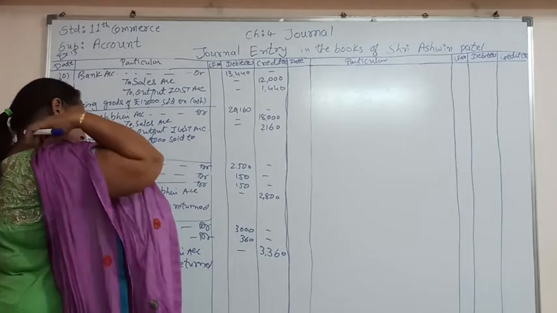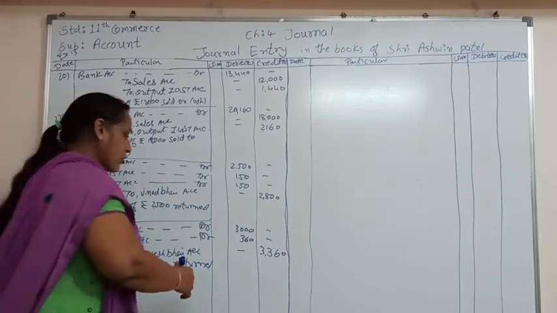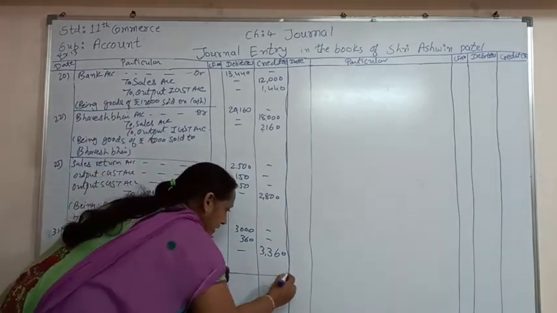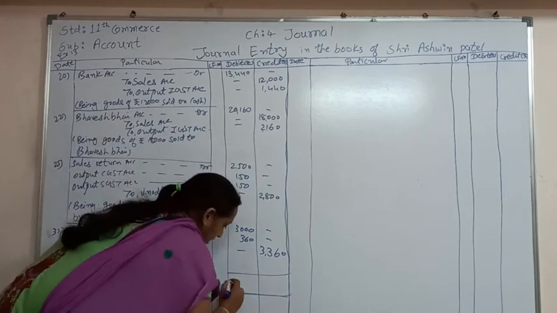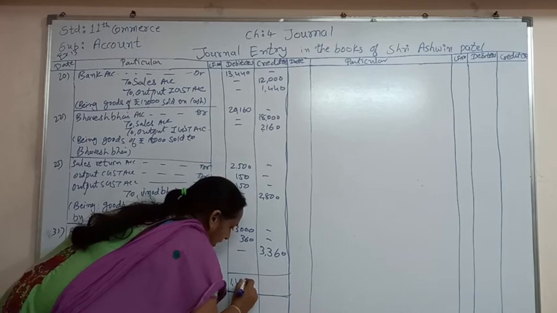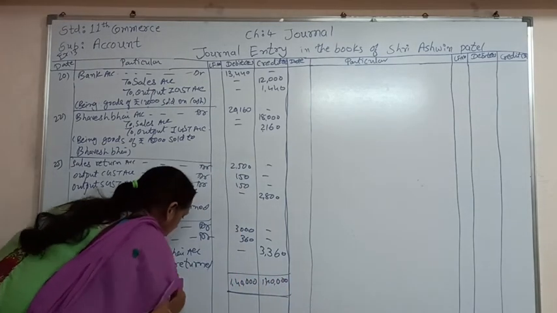And now all our transactions are finished. So here we are going to make the total of this, and the total is 1,40,000. So we are going to make the total, and we are going to write total here.